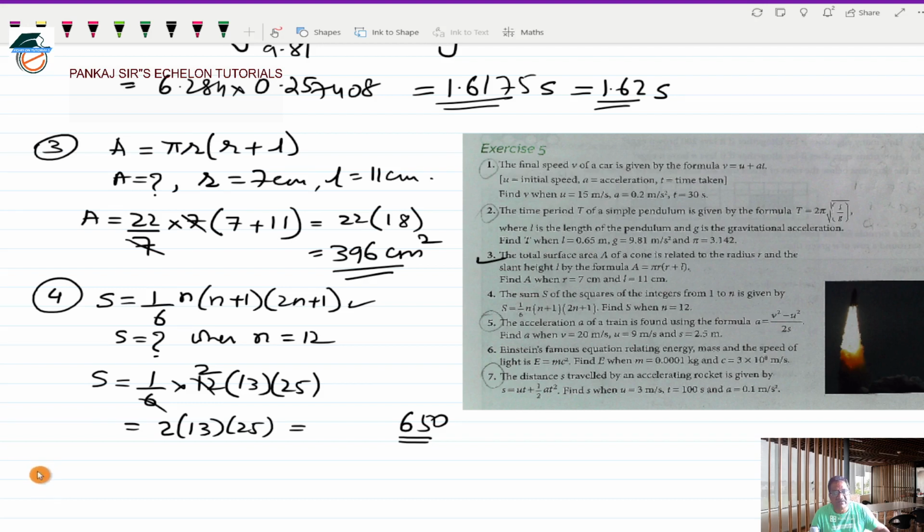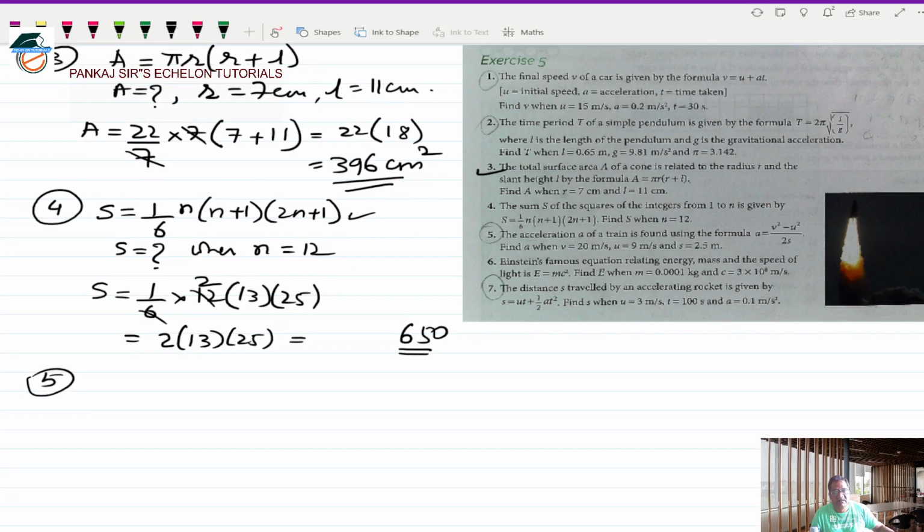Now let us move on to question number 5. Question number 5. Okay. Now question number 5 says the acceleration A of a train is found using a formula. Okay. The formula is A is equal to V square minus U square upon 2S. Okay. Upon 2S. Okay. So this is the formula. And you have to find out A. So find A.